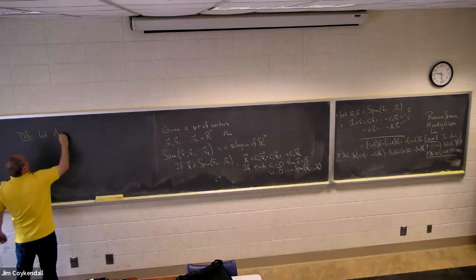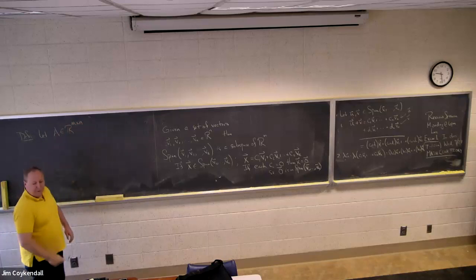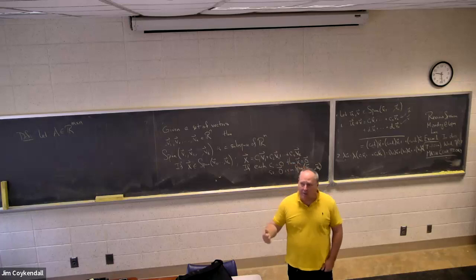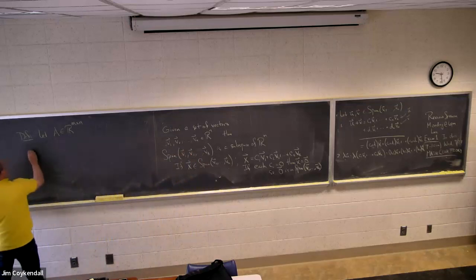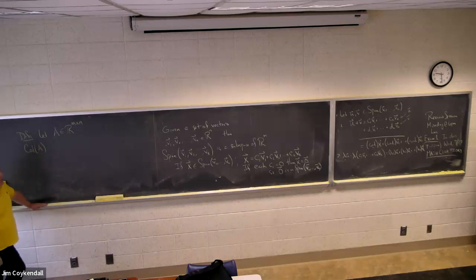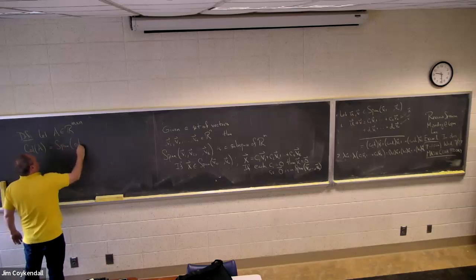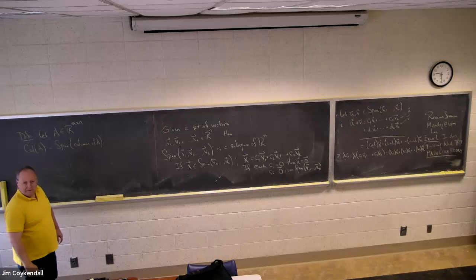Let A be in R^(m by n), so it's an m by n matrix. Here we're going to go back to matrices. Let me remind you, this means that A has m rows and n columns, right? The column space of A. Anybody remember what the column space is? The span of the columns. So it's everything that's a linear combination of the columns of A, right?